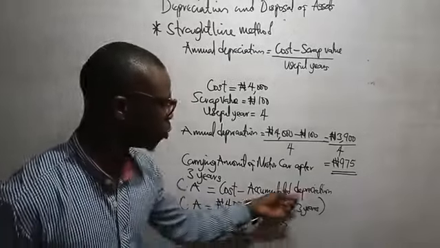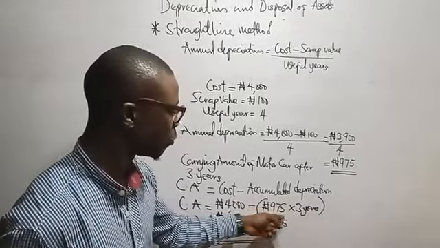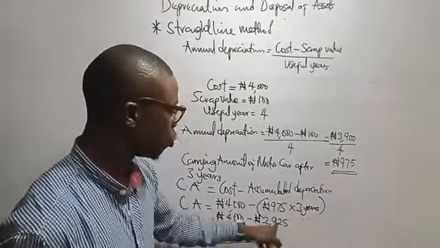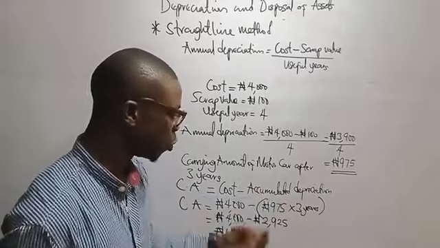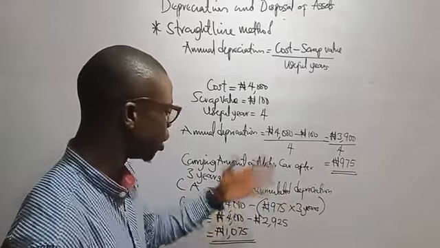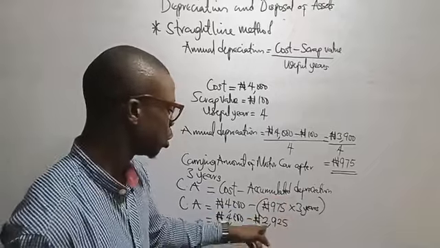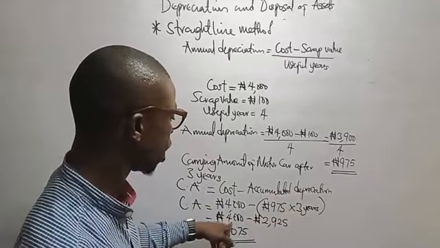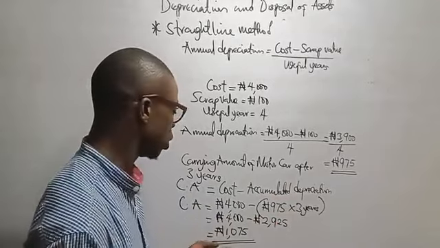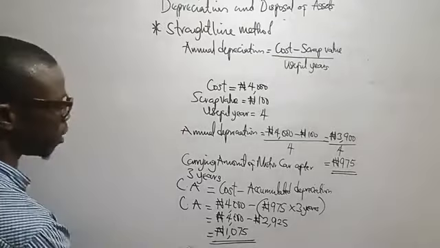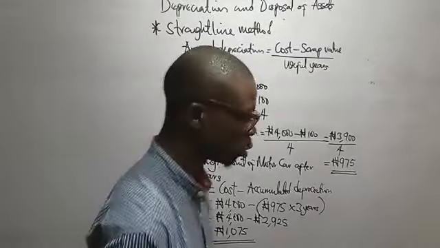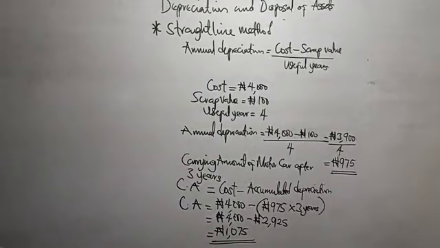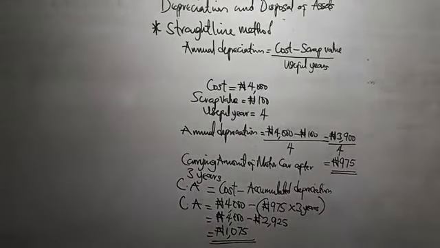So accumulated depreciation is now 975 times 3 years. So 975 times 3, because you use it for year 1 to year 2, that will be the accumulated depreciation. It will be 2,925. So remove 2,925 from 4,000. So the carrying amount of the asset will now be 1,075 naira. So let's move forward now.